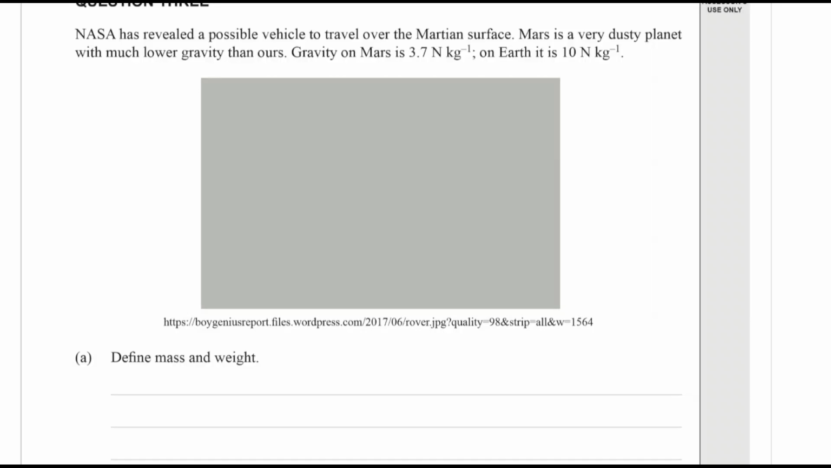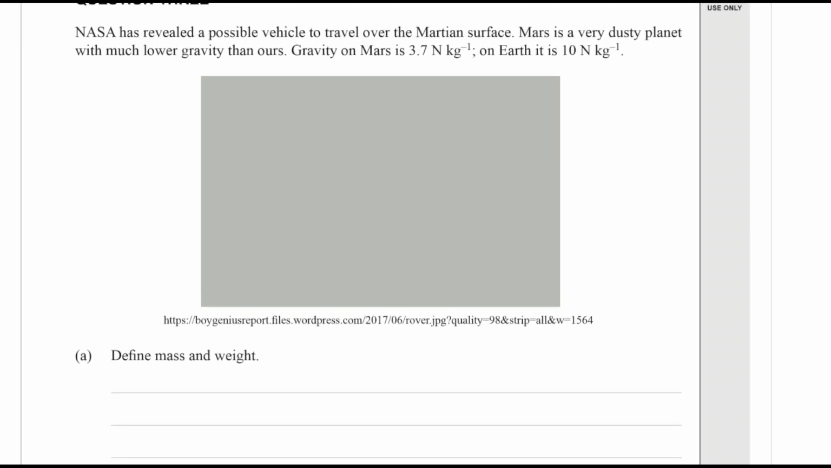If you got a one-way ticket to Mars, would you go? You might get the opportunity to in your lifetime. That's pretty exciting. But anyway, NASA's revealed a possible vehicle to travel over the Martian surface. Mars is dusty, great, and it has a lower gravity than ours. Around 3.7 newtons per kg on Mars compared to approximately 10 newtons per kg on Earth.